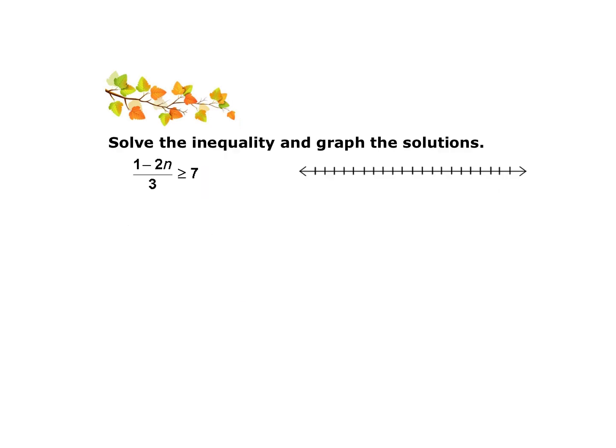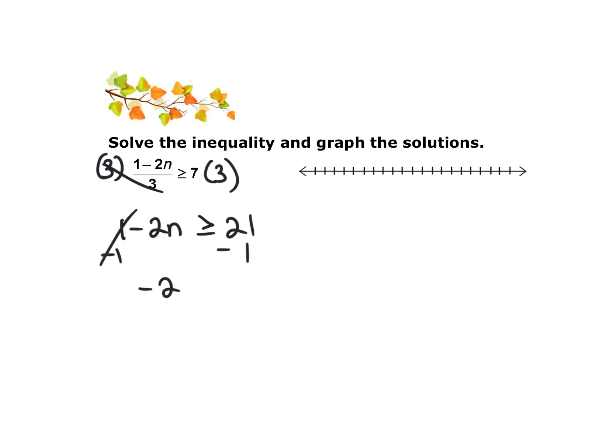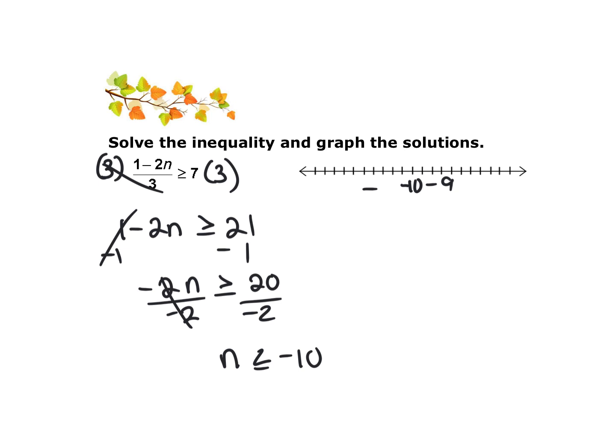In order to solve for this one, again, we want to start by multiplying out that negative. So we're going to multiply that fraction. Then it's going to be 1 minus 2n is greater than or equal to 21. I will subtract the 1 from both sides, and I'm going to be left with negative 2n is greater than or equal to 20. I will divide both sides by negative 2, and I'm left with n is less than or equal to negative 10. I'm going to choose a few points, negative 9, negative 10, negative 11. It's going to be a closed circle, and it's going to go left.